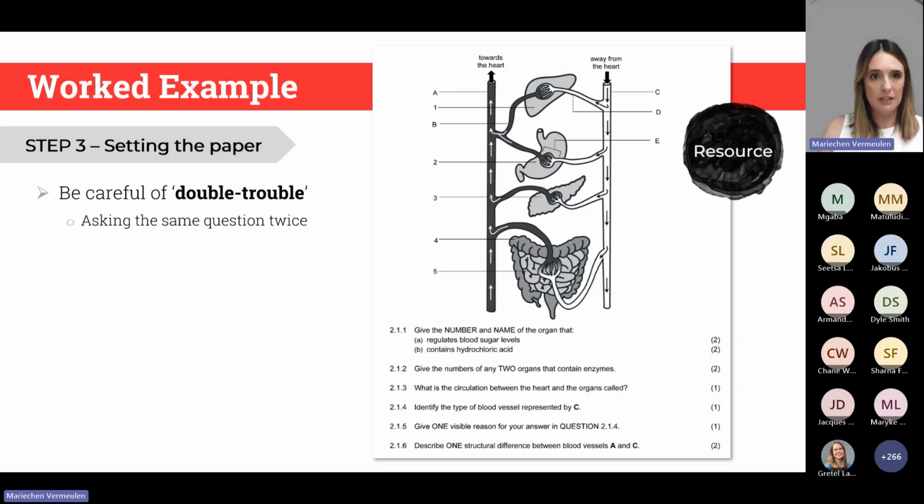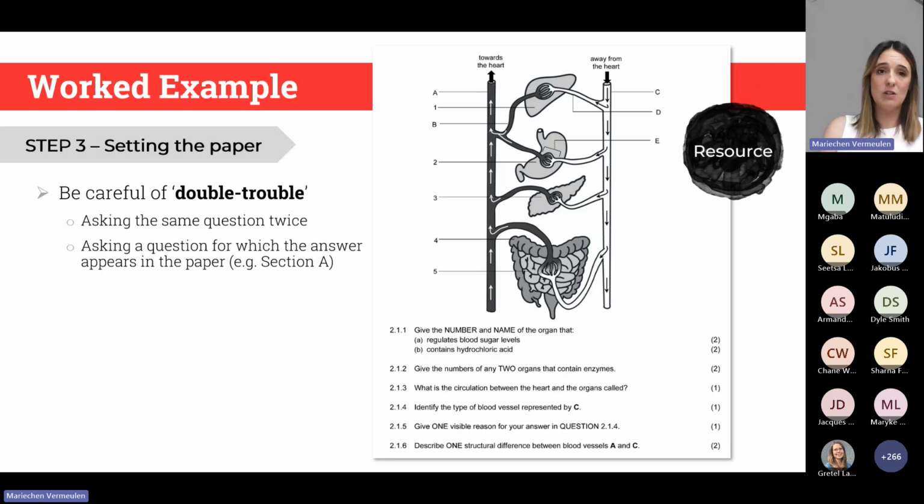So test different knowledge. And furthermore, if I test their knowledge on identifying the organs here with certain functions, then I have to be careful of what I'm asking in other parts so that I'm not giving the answer, for example, in the rest of the paper. And I mentioned the example of hydrochloric acid. If you have it here as something that they should use to identify the stomach, then you can't have a scientific term or a multiple choice question that says the stomach contains hydrochloric acid. So be careful of that. So double trouble is going to either penalize a learner who didn't study a particular section of the work twice, or it's going to advantage someone who only studied that doubly so.